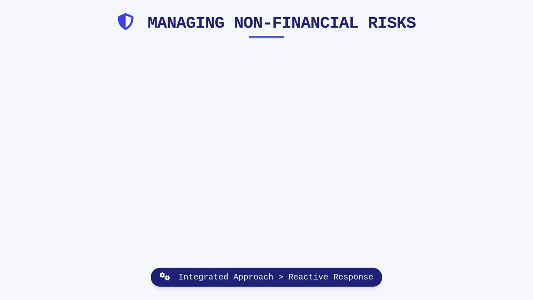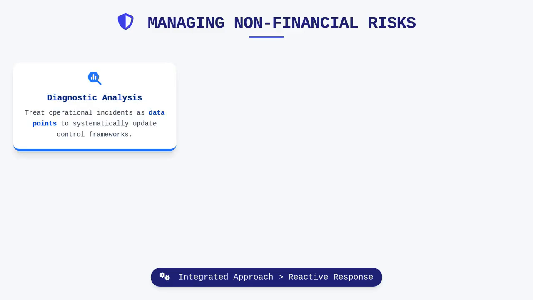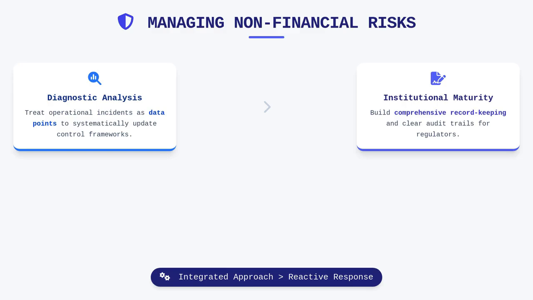Ultimately, managing these non-financial risks demands an integrated approach rather than a reactive one. The management team must treat operational incidents as diagnostic data points, systematically reviewing every mistake to update their control frameworks. By establishing comprehensive record-keeping and clear audit trails, the institution demonstrates both to itself and to its regulators that it possesses the maturity to handle complex financial operations.